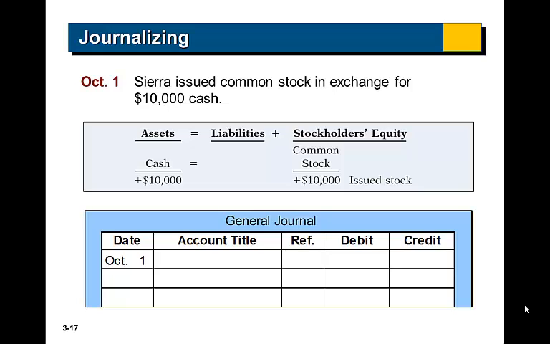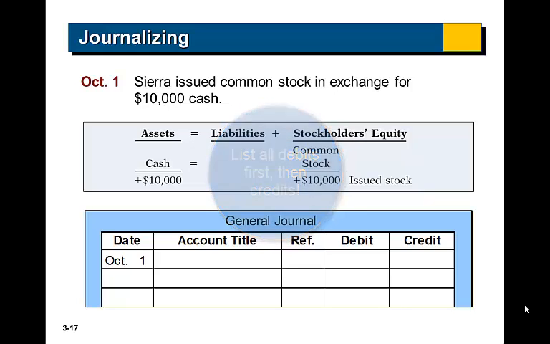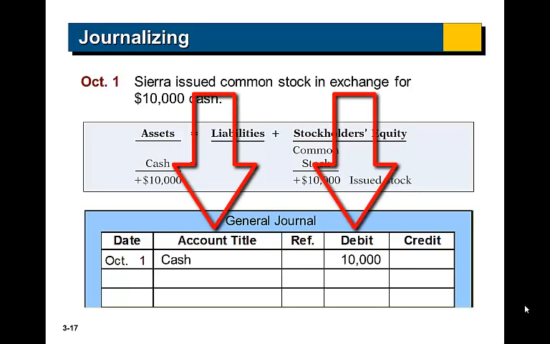We would indicate the date in the date column because the date is provided. We would then enter our account titles. The question is, does it matter whether we list cash or common stock first? The answer is absolutely. You must list your debits first and then your credits. If you have multiple debits in one entry, then you would list all of them first, followed by your credits. In this transaction, cash is being debited, so we list it first, and we enter $10,000 in the debit column.